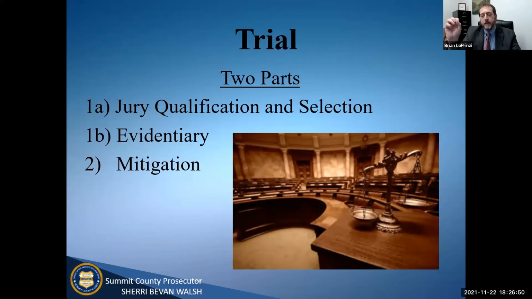then we take a break for a short period of time, maybe a week or 2. And then we have what we call mitigation. And that is basically the sentencing portion of the death sentence, which we don't normally have. And I'm going to talk about this in a little bit more detail, but basically the mitigation is a second mini trial with the same jury.